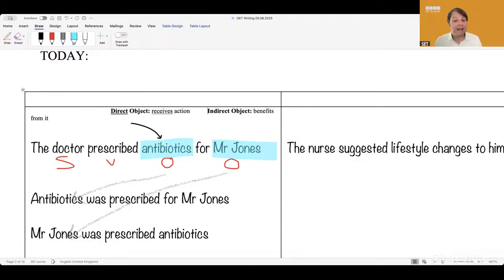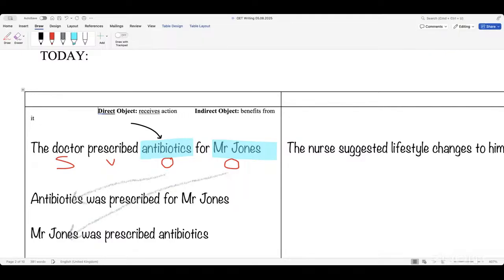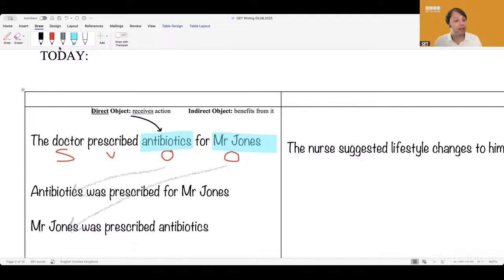Anyone? What does "benefit from" mean? Gaining. Gain. Anyone else? Benefit. Advantage. Advantage. Okay.